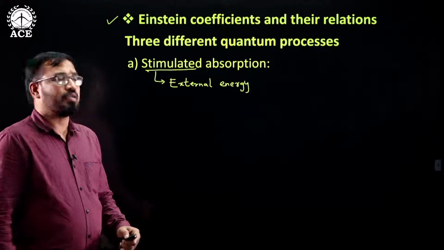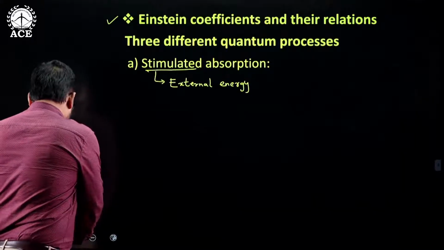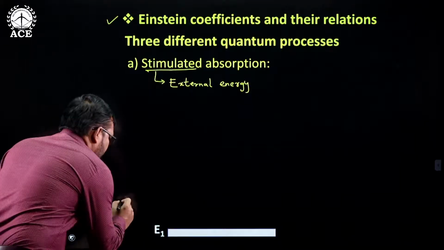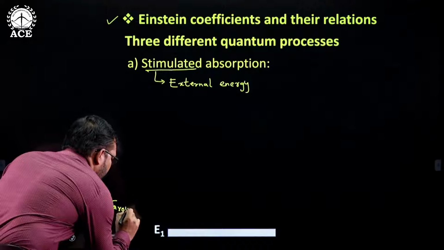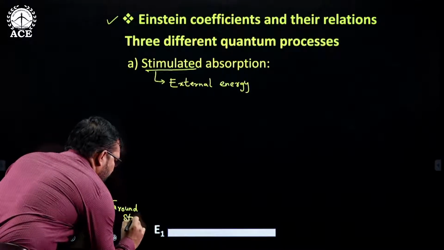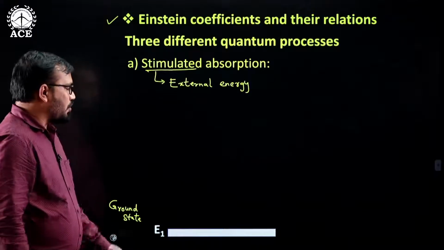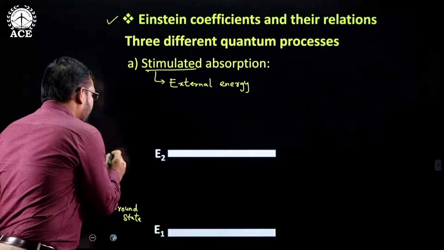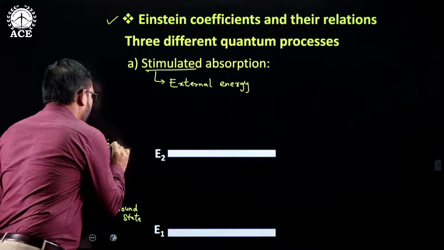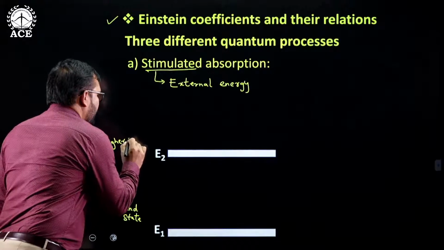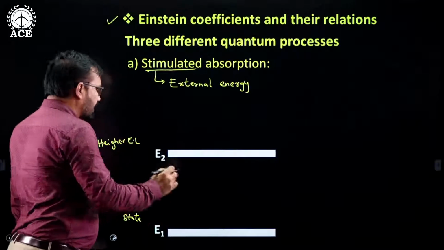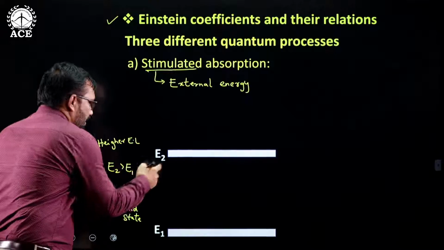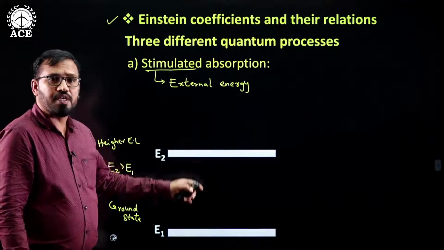What happens when atoms are present in the ground state? See here, it is the lowest energy level or ground state. Ground state means lower energy level. The upper energy level, or higher energy level, you have to remember always, you have to write that E2 is always greater than E1. Here in this case, E2 is the upper level, E1 is the lower level.